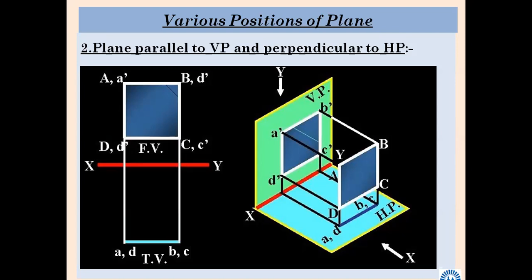In practice, can anybody give us such an example where, when we see from the front, we get its true shape, while observing from the top, we observe only its line view? Wall. Blackboard. Blackboard will be the best example. Anybody else? Door of our room, door. Yes, sir. The door of the room.